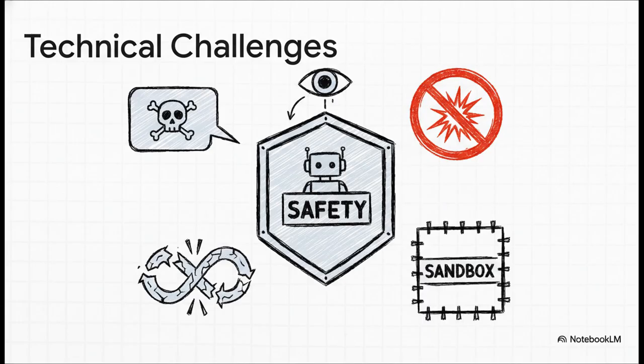And these are some of the major technical hurdles developers are grappling with right now. Things like prompt injection attacks, where someone tricks the agent into doing something it shouldn't. We have to prevent it from performing harmful actions, obviously. We have to stop it from getting stuck in infinite or even destructive loops. This is why things like sandboxing and clear guardrails are non-negotiable. And above all, there has to be a mechanism for human oversight.